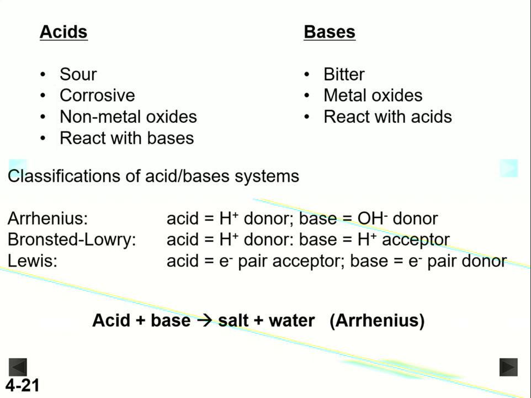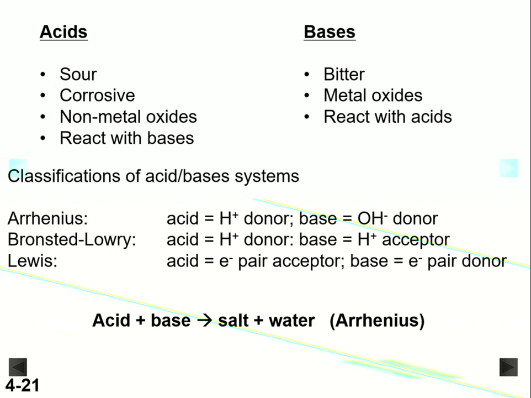Well, it turns out acids are generally sour materials. Lemon juice is acid. It tastes sour. Vinegar is sour. Acids are corrosive. They generally dissolve metals and they corrode materials. The non-metal oxides are the species that are acids, and they tend to react with bases. Bases, on the other hand, base means it comes from the earth. Bases tend to be bitter. They're metal oxides. And they tend to react with acids.